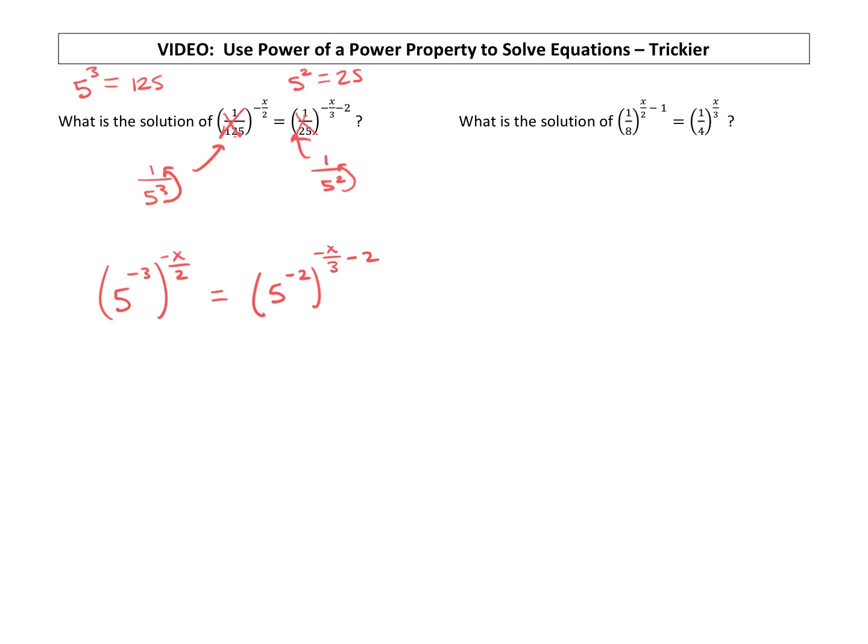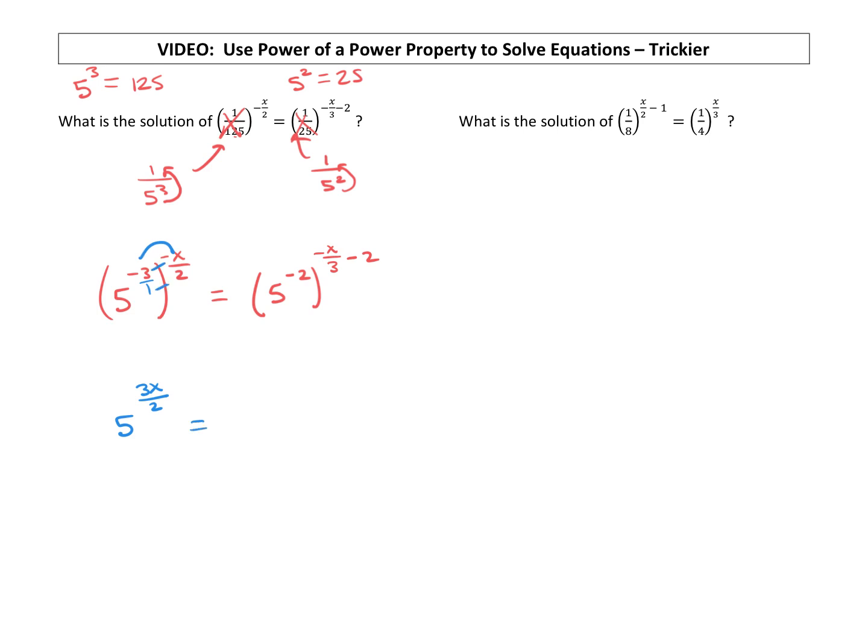Okay, we're going to clean this up a little bit. When we have a power to a power, we multiply exponents. Keep your base of 5. Negative 3 times negative x over 2. The negative times the negative is positive, and that's going to give us 3x over 2. It's like negative 3 over 1 times negative x over 2. All we did was multiply the numerators and multiply the denominators.